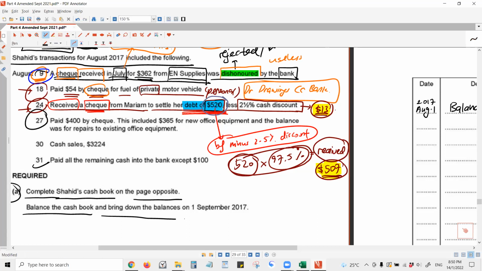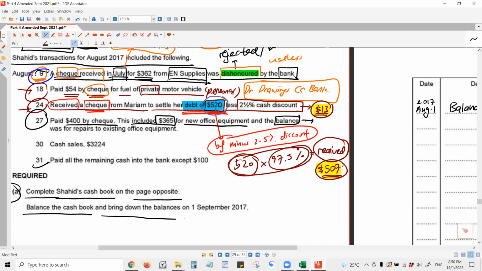Okay, 27. Paid $400 by check. So for sure you have to credit bank, right? So what are you paying for? Let's read. This included 365 for new office equipment. Okay, part of the 400, you bought a new office equipment. Balance is how much? You calculate yourself.